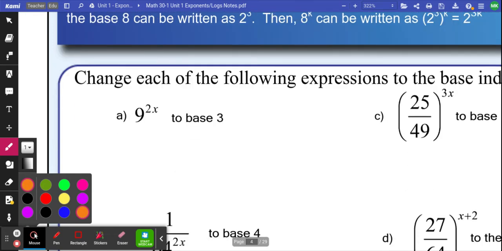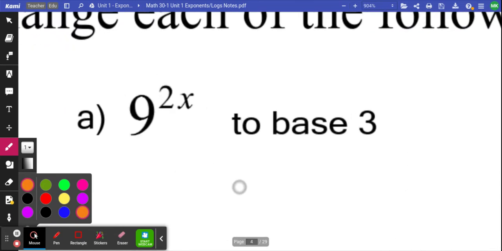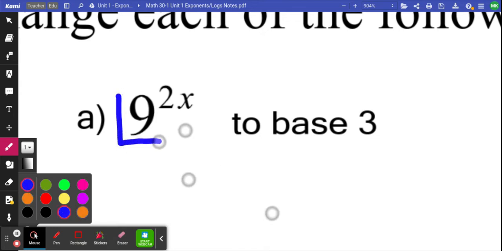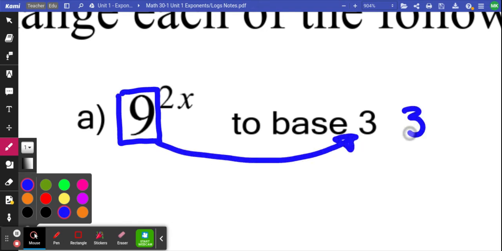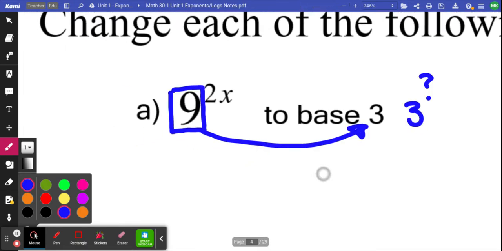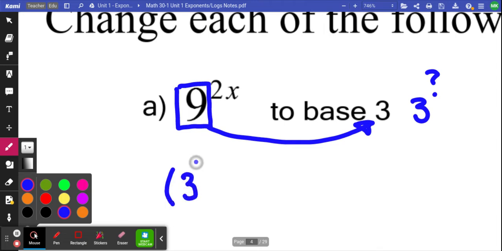Let's look at 9 to the power 2x to base 3. I want to take this 9 and change it to be 3 to the power of something. 3 to the power what would be 9? Yeah, 3 to the power 2. So to change this base, it would now look like this. 3 squared to the power of 2x.